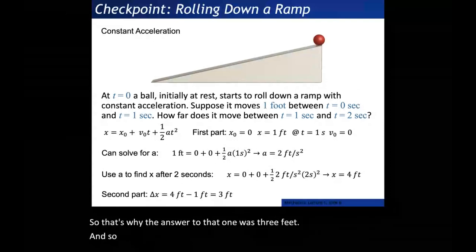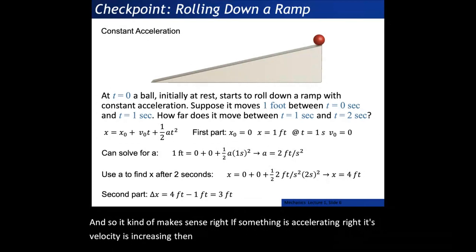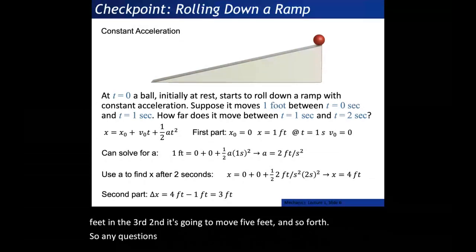Okay, and so it kind of makes sense, right? If something's accelerating, its velocity is increasing, then every second it's going to move more and more distance when you have a positive acceleration like this. So in the first second, it only moved 1 foot. In the second second, it moved 3 feet. In the third second, it's going to move 5 feet, and so forth. So any questions on that?